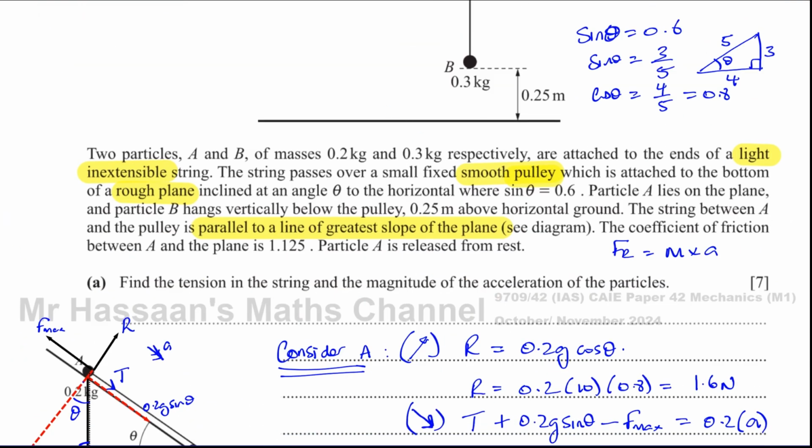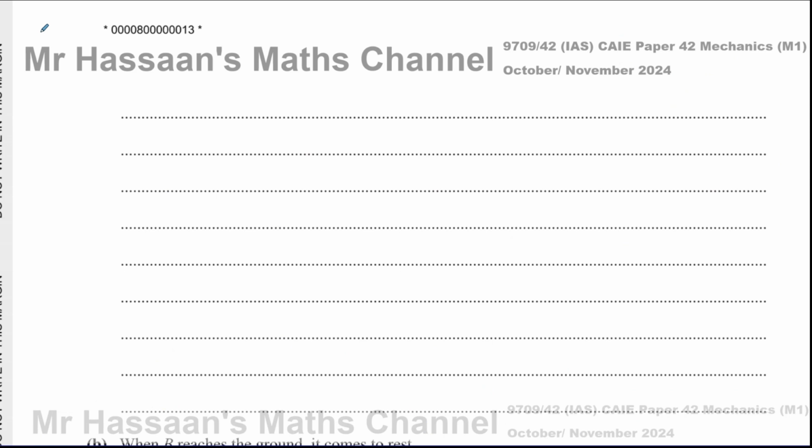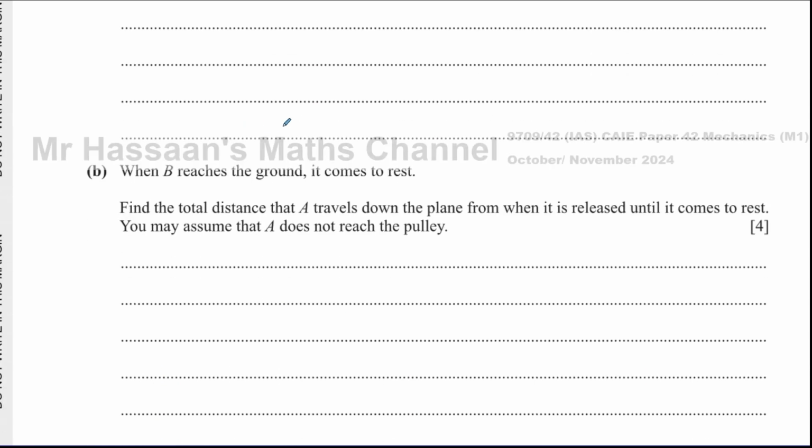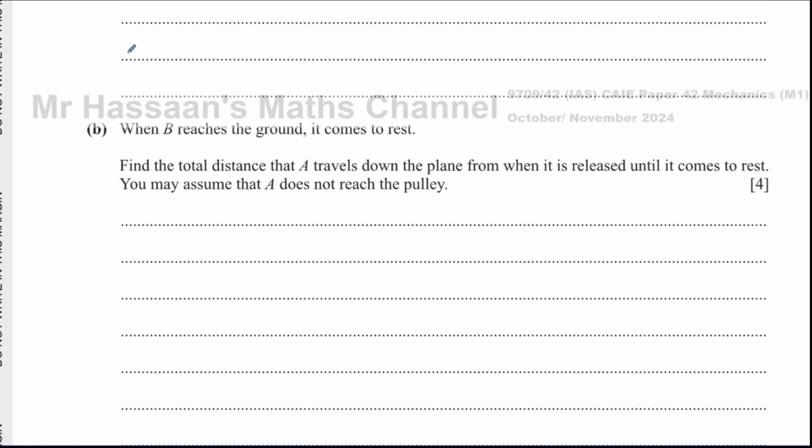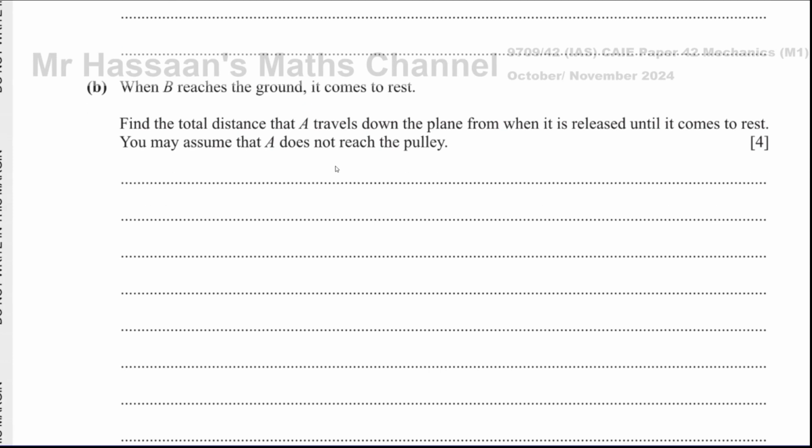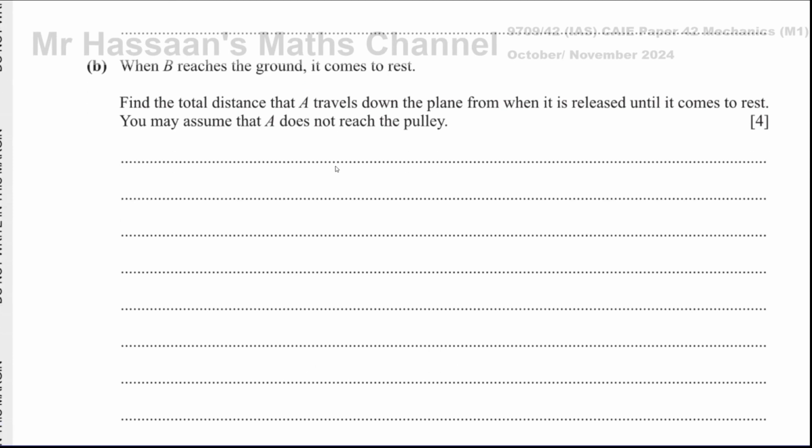Okay, now we're going to go on to part B. Part B says, when B reaches the ground, it comes to rest. Find the total distance that A travels down the plane from when it is released until it comes to rest. You may assume that A does not reach the pulley. So we could actually do this question in two ways.